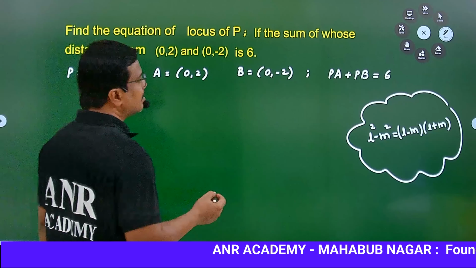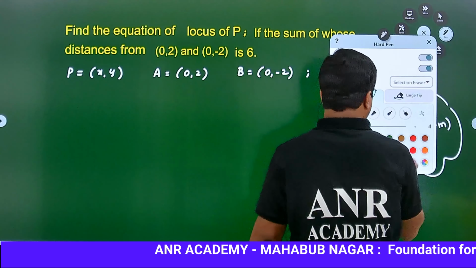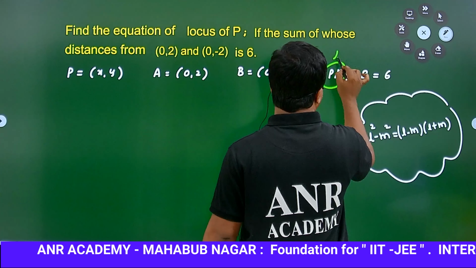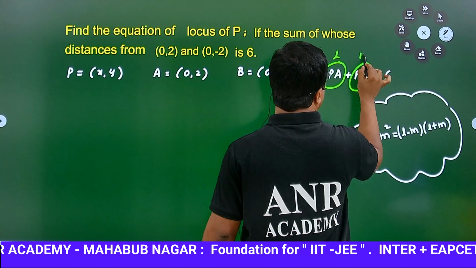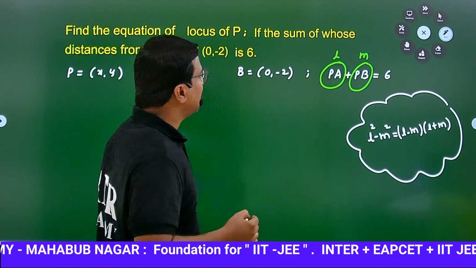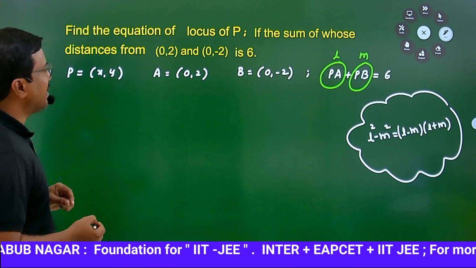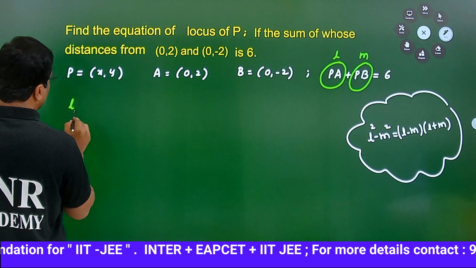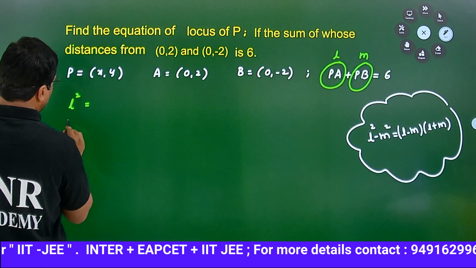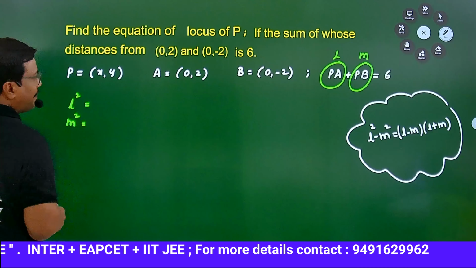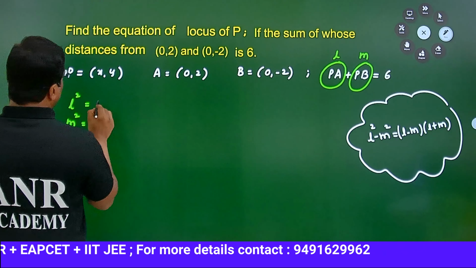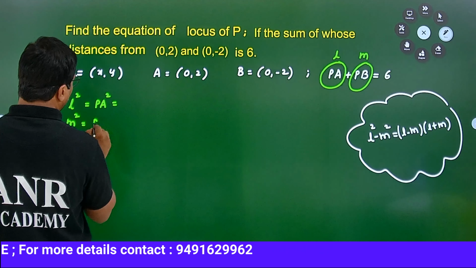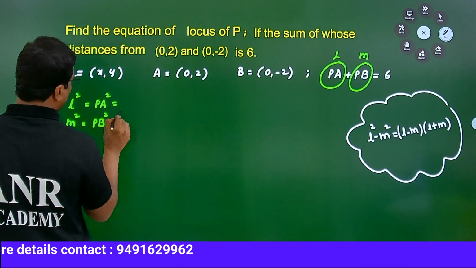Let us suppose PA is equal to L. Assume that this is L. And PB, assume that as M. L plus M is given, L plus M equal to 6. First I am going to write here the value of L square. Next I am going to write M square. L square is nothing but PA square. P to A distance is L, so PA square. Next M, the P to B distance, that is M square, means PB square.